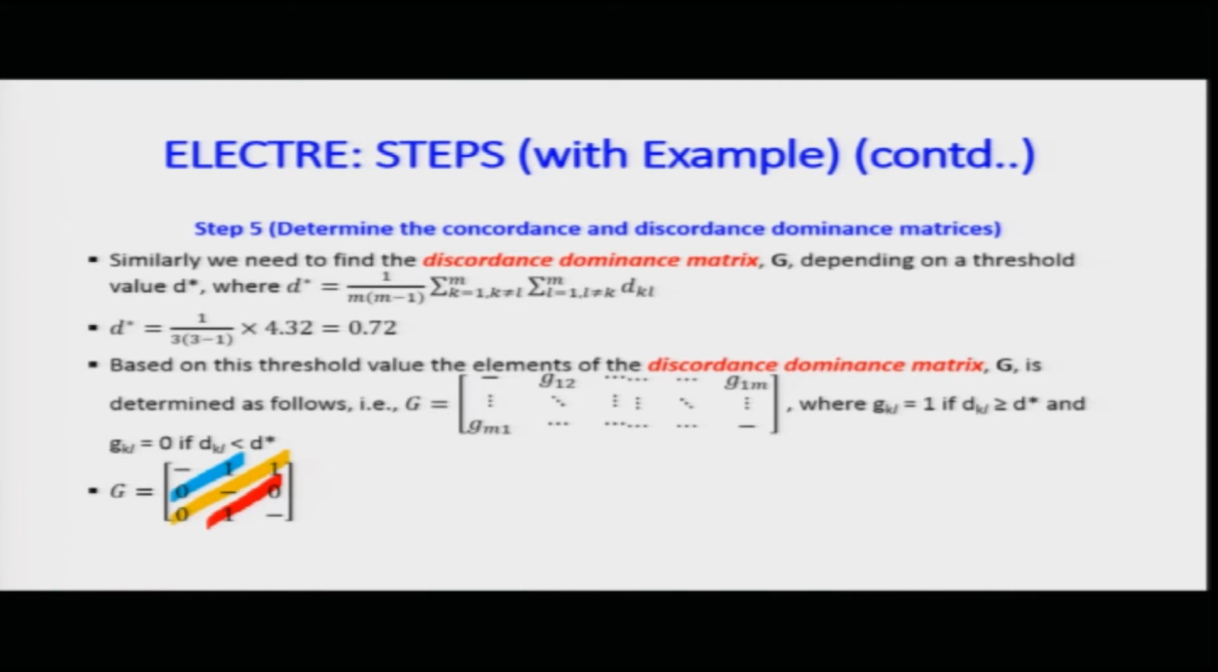When I go to A2, A3, my level of unhappiness is 0, that means okay, I have taken that, I cannot do anything when I compare A2 to A3. But when I compare A3 to A2, I am definitely very unhappy, because the discordance dominance matrix value in that cell is 1.